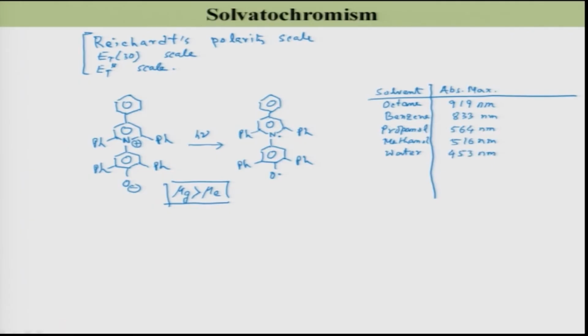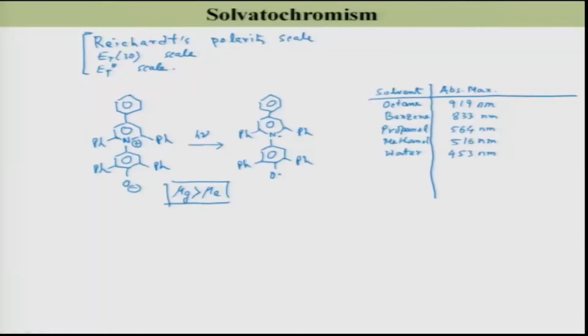Right. So, I can simply plot these different solvents versus absorption maxima, and then for an unknown solvent I can find the absorption maxima and can comment about the polarity of the unknown solvent, whether it is like octane or benzene or propanol. However, we can go one step ahead and find out the molar electronic transition energy of this particular dye.